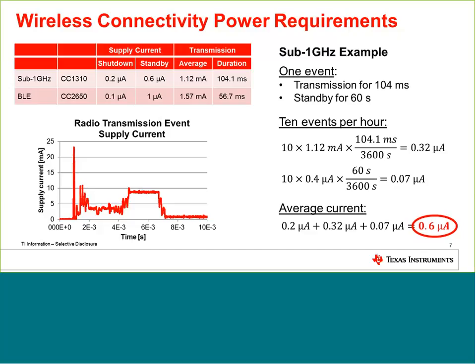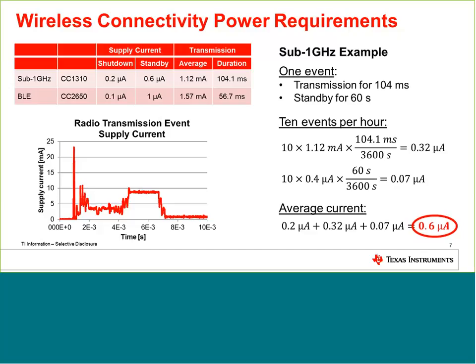For this example, we are going to look at sub 1 gigahertz, and we will say that one event transmission length is 104 milliseconds, and standby is for 60 seconds. Now we also need to be very careful. All these calculations are not entirely correct, and that's okay. Why am I presenting that one? It's not correct because it will depend on how you're doing encoding and how many bits or bytes you're transmitting. This is an example from our TI design, and these are very specific results.